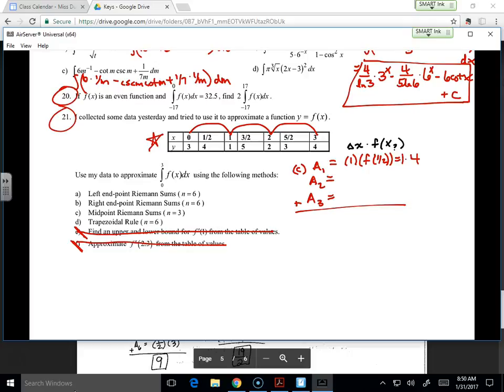Look at the next rectangle. What's my base of that guy? 1. Who's the middle of that guy? F of 3/2, which is the same thing as 5. So I'm using this guy in the middle, this guy in the middle, and this guy in the middle. And who's the base of my last rectangle? 1. F of, who's the middle? 5 times, which would be 1 times 3. Final midpoint approximation, 4 plus 5 plus 3 is 12.